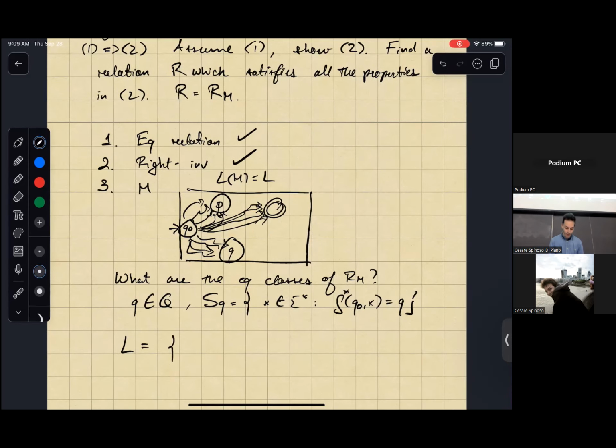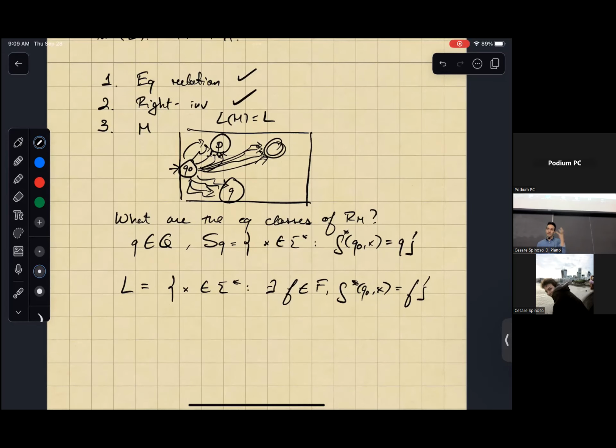So in other words, take all the strings in sigma star for which there exists a state, an accept state, where when you start at Q0 and you read X, the machine ends in F, right? Well, what's another way to rewrite this? We know that the existential quantifier sort of maps to the union. So I can just rewrite this as the union of going through all the accept states and taking the union of S sub M.